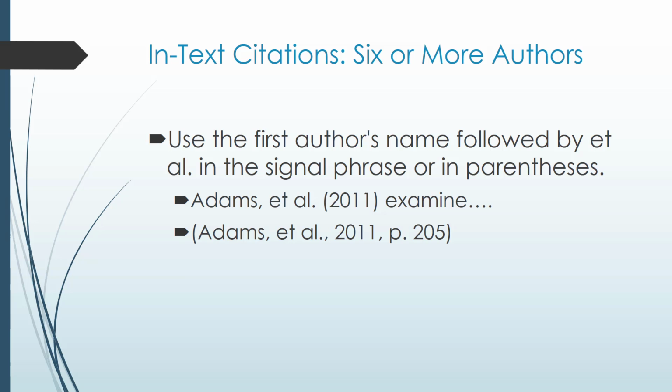All right, how do you use six or more authors? If you're using six or more authors, in text only, you always give the first author's name followed by "et al." in the signal phrase and the parenthetical citation. So "Adams et al., 2011, examine," or "Adams et al., 2011, page 205." If you have more than six people, you don't need to list all 17 names. You give the first one and "et al."